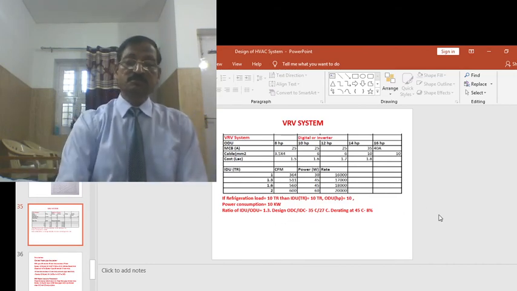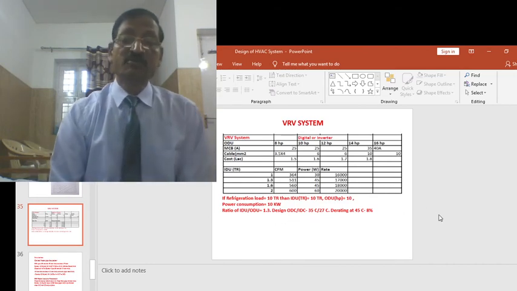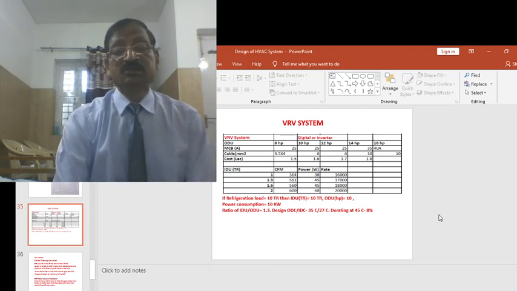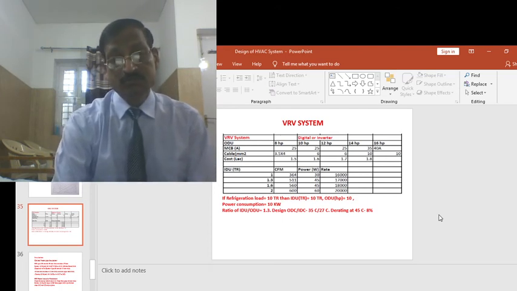VRV system, that is variable refrigerant volume system. This is very popular nowadays.